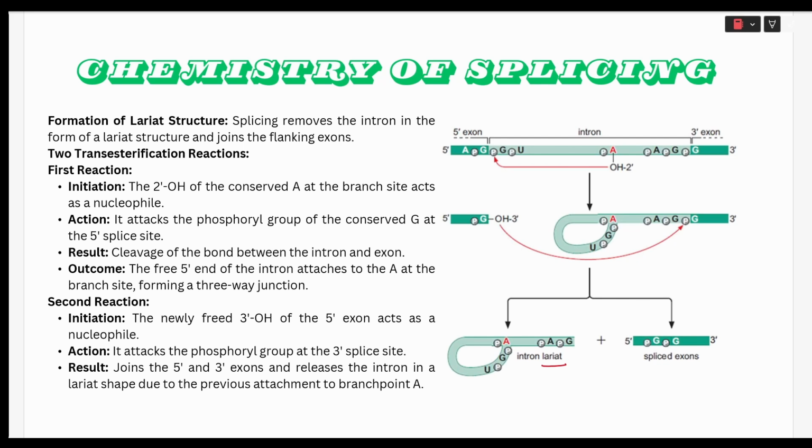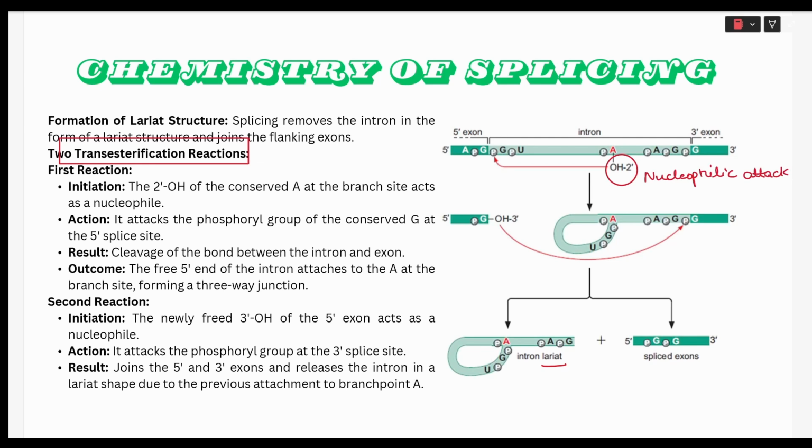So let's see how it happens. It happens in two phases. Basically, two reactions are required here, and the two reactions are trans-esterification reactions, as I have mentioned here. Let's talk about the first reaction. As you can see, it is initiated by the 2' hydroxyl group of the branch point adenine, right? This 2' hydroxyl group of the conserved A at the branch site will act as a nucleophile, and it will be a nucleophilic attack.